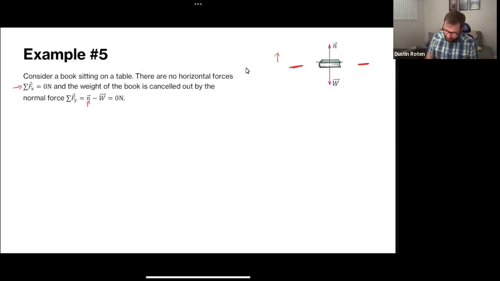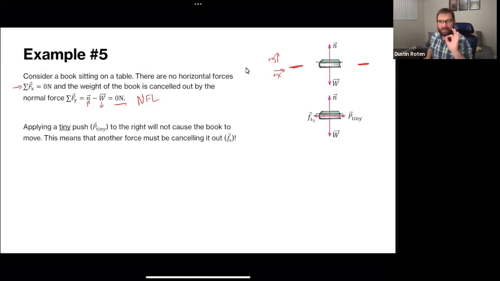So I'm going to call this positive Y direction. This direction can be positive X. Positive X doesn't matter right now because we don't have any forces in the X direction. But we do know that N is up, our weight is down, so it's negative. Those two have to equal 0. This is Newton's first law. Because the book is not moving up or down, those two things have to cancel each other out.